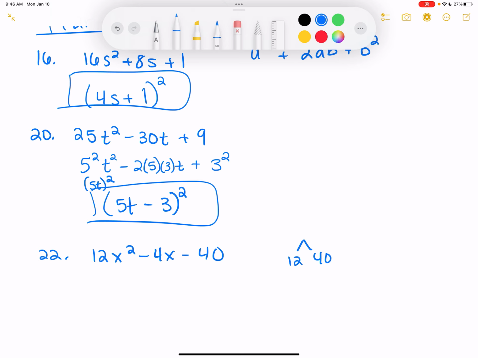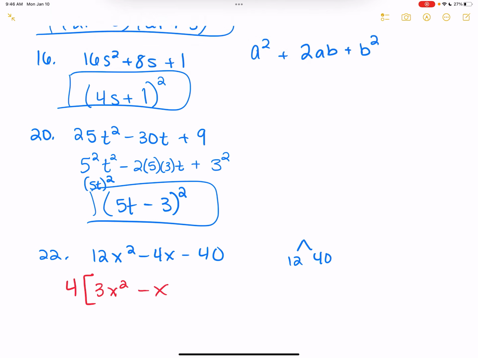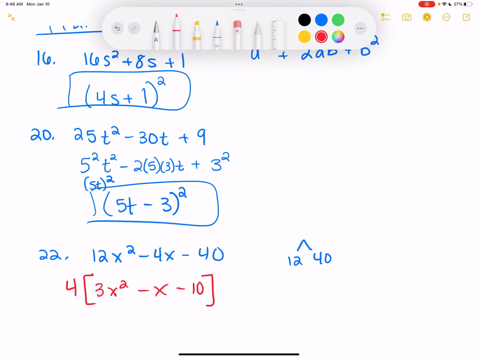So I can take a 4 out of everything. Legal? Yes, I'm not getting rid of it. I'm taking it out, putting it out front. So 4 times, and then I like to use a bracket because I'm going to end up doing the parentheses for my factors. Taking a 4 out leaves me with 3x squared, negative x, and negative 10. So now this looks a little more reasonable to factor, right?